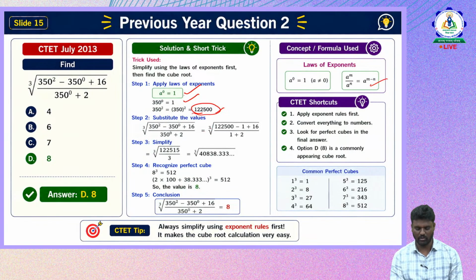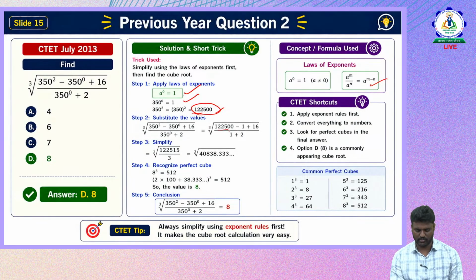2 is equal to cube root of, what is the value of 350 square? We got this much, so that value. And what is the value of 350 cube? Minus 1 and plus 16 by, what is the value of 350 power of 0? 1. We are substituting that one and plus 2. Okay, so when you simplify this one, we'll get it.